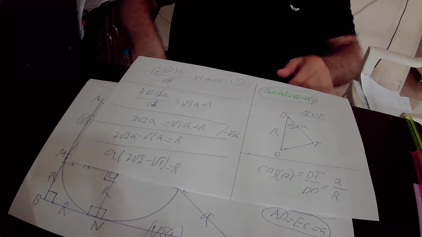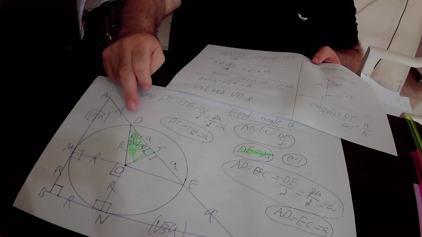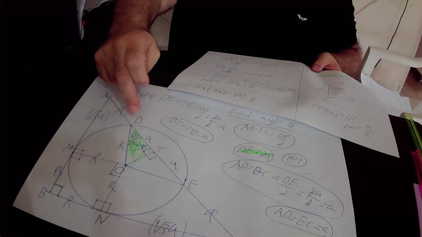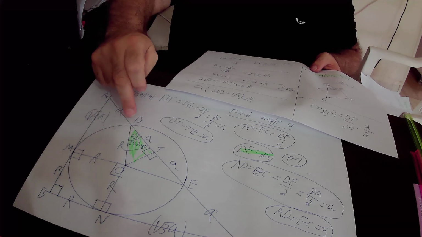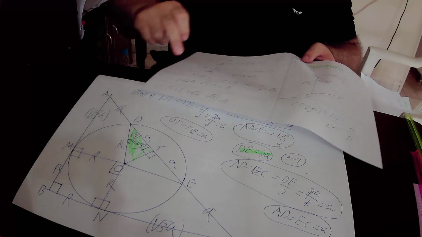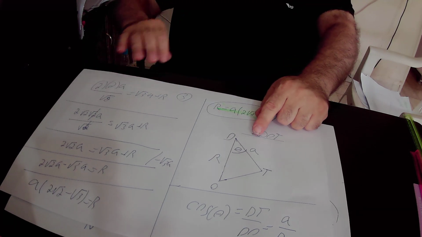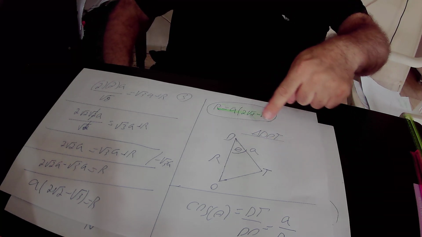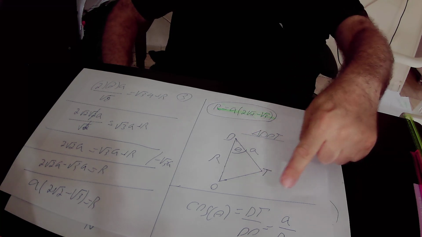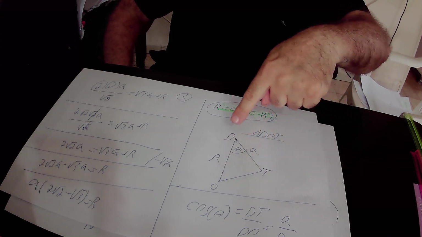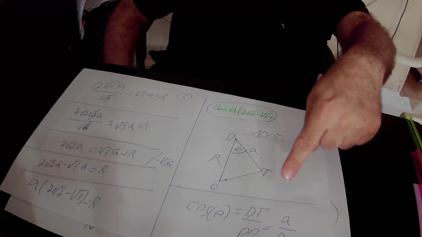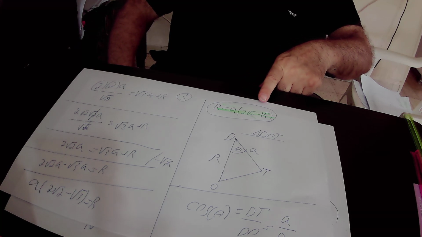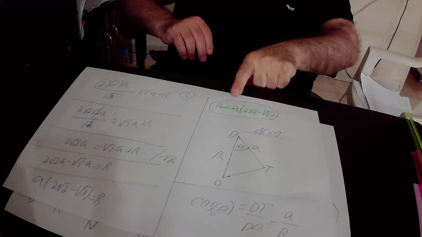Then I copied the right triangle DOT onto a new page and analyzed triangle DOT. Point O is the center of the circle, point D is a point on the circle itself, therefore OD is the radius of the circle, which is equal to R. So this is the right triangle DOT that I copied from the original drawing. In this triangle DOT, cosine theta equals DT over DO. DT equals A and DO equals R. So we substitute R, where R equals A times (2 times square root of 2 minus square root of 3).